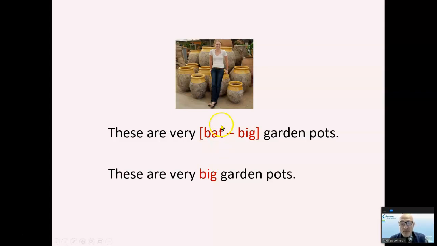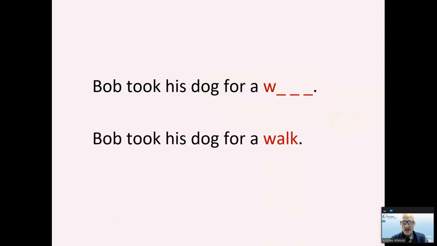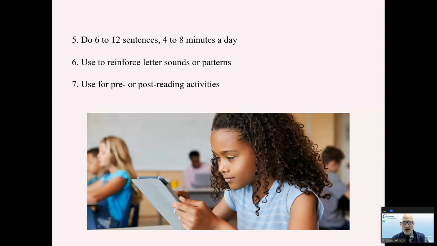That is a maze. A maze has either 2 or 3 choices within the targets. And this is a cloze, has a blank or just a first letter clue. Bob took his dog for a blank, and it should be abundantly obvious. We do these rather quickly. We go through them. This is why I like using PowerPoint, because number one, I can save it. But number two, it enables me to go through 6 to 8 of these rather quickly. 6 to 12 a day, as I said, 4 to 8 minutes.